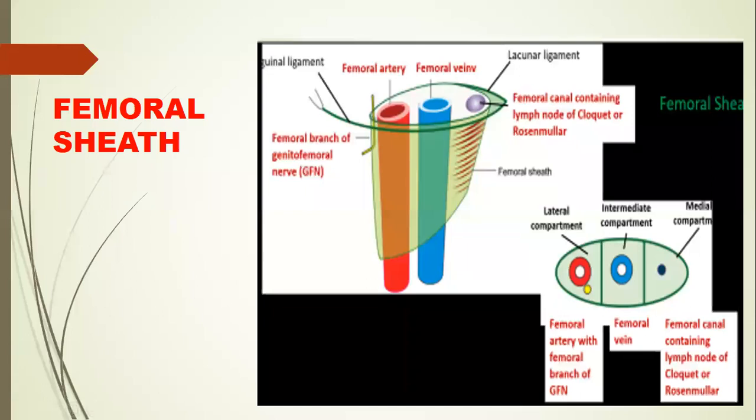What is a femoral ring? It is the upper open end of the femoral canal, whereas the lower end of the femoral canal is closed. How is it closed? The femoral sheath of this compartment, or you can say the femoral canal, at its lower part fuses with the tunica adventitia of the femoral vein.